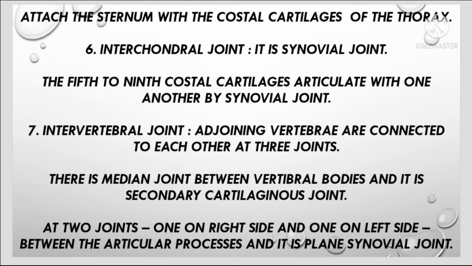Intervertebral joint. Adjoining vertebrae are connected to each other at 3 joints. There is a median joint between the vertebral body and its disc, a secondary cartilaginous joint. At 2 joints, one on the right side and one on the left side, between the articular processes, it is a plain synovial joint.